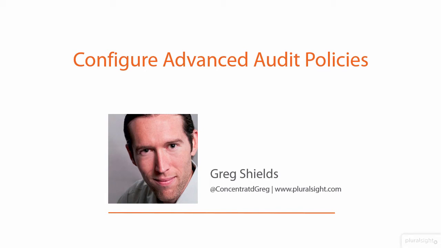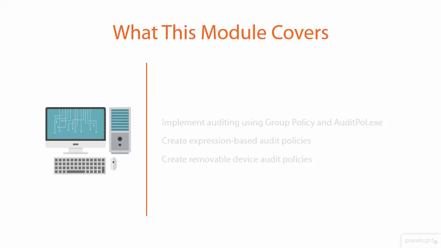Got one final exceptionally short module here to round out our course on file and print services. This one is titled Configure Advanced Audit Policies. Now I say short because there are really only three different topics we have to cover. Two of the three are actually different shades of the same thing, and the third is a topic we really already discussed back in the 70-410 content.